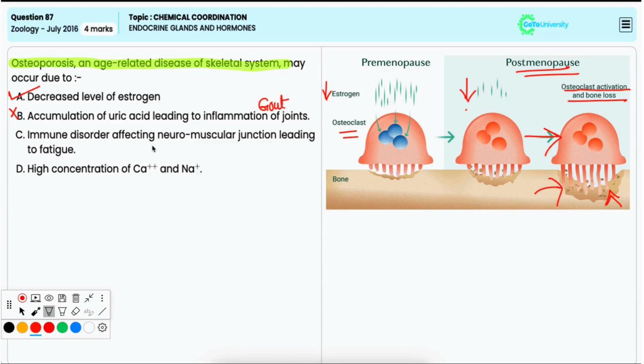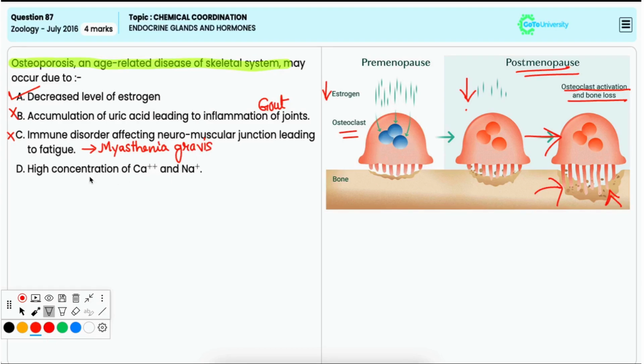Option C, immune disorder affecting neuromuscular junction leading to fatigue. It is also incorrect because this refers to myasthenia gravis, an autoimmune disorder that affects the neuromuscular junction leading to muscle weakness and fatigue, but not osteoporosis.